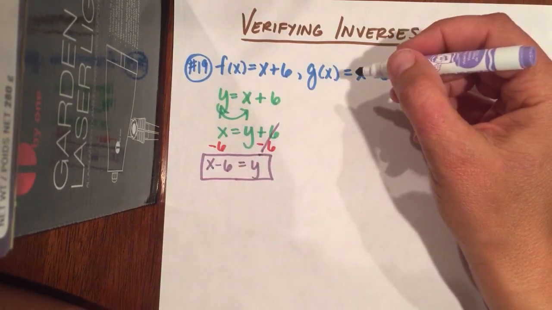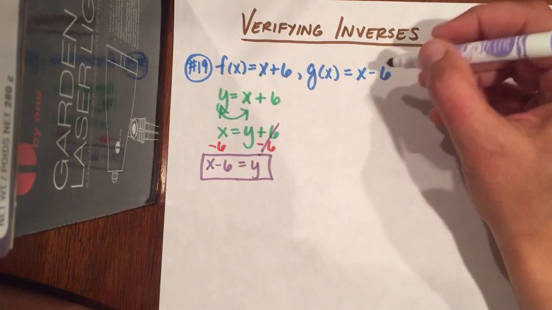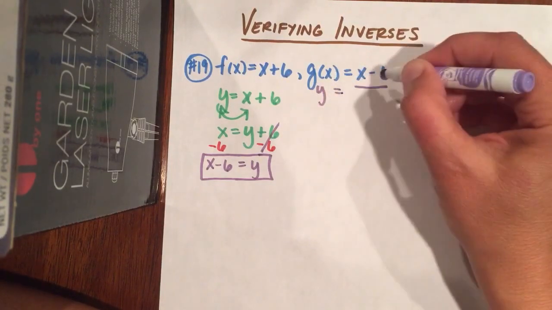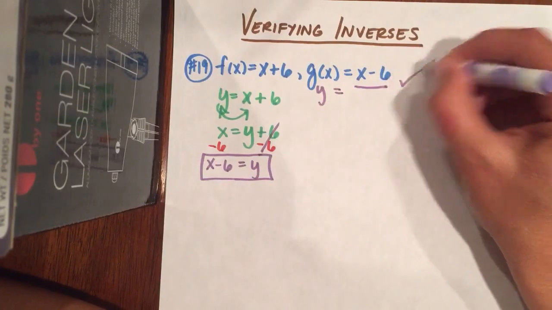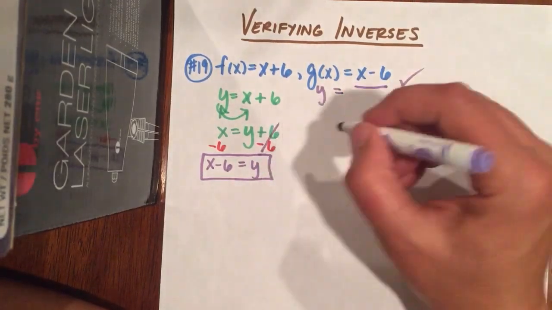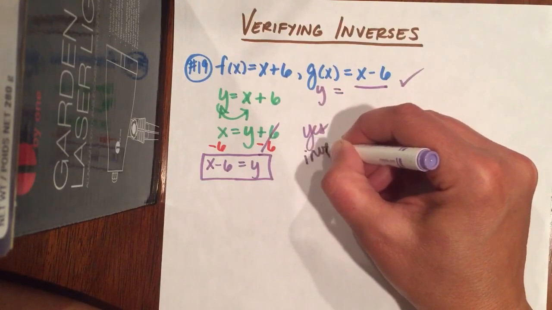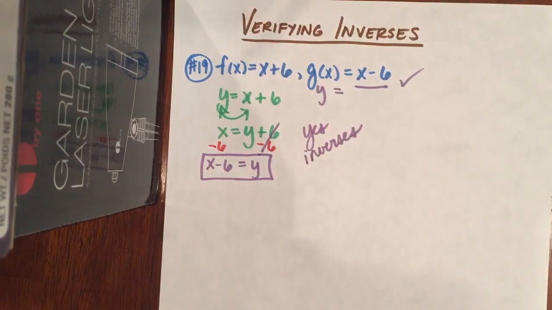Now, is that what we have up here? Do we have y equals x minus 6? Yes, we do. So you've just verified that these guys are inverses of each other. Okay? You took one of them and you found the inverse, and the inverse was the other function. So we just verified that the functions are inverses of each other.